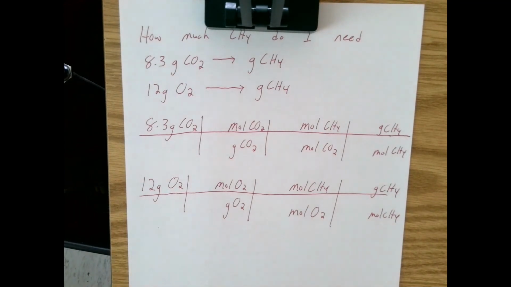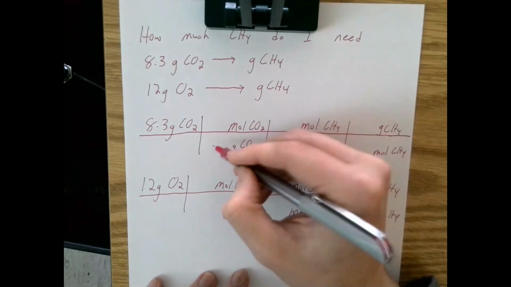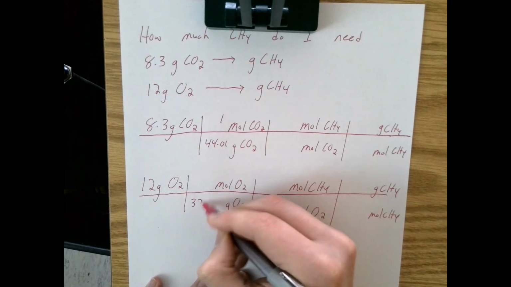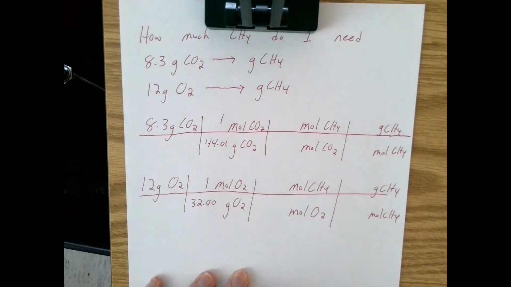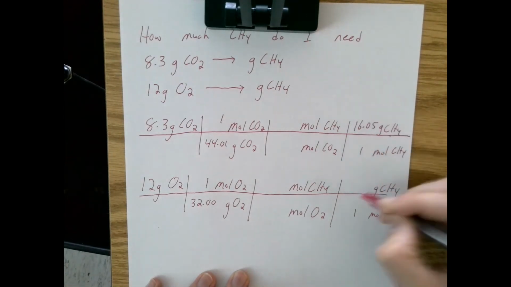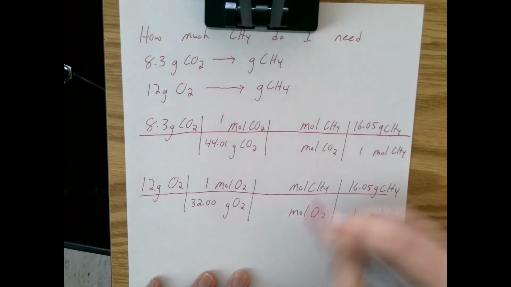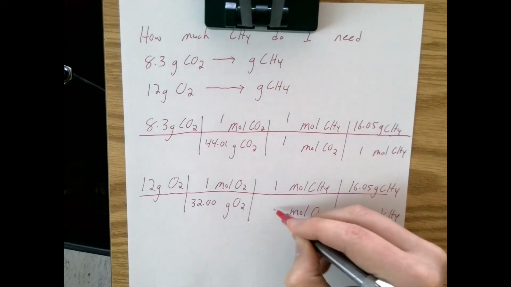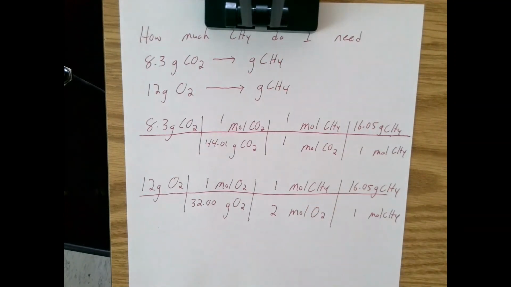So there are the units set up, and I can go ahead and plug in the numbers. The molar mass of CO2 is 44.01, and I have 1 mole. The molar mass of oxygen is 32.00, and I have 1 mole there. The molar mass of methane is 16.05. Then I get my mole ratios. From the balanced equation, the coefficient for methane was 1, the coefficient for CO2 was 1, and the coefficient for O2 was 2. So now I can go back and do the math.